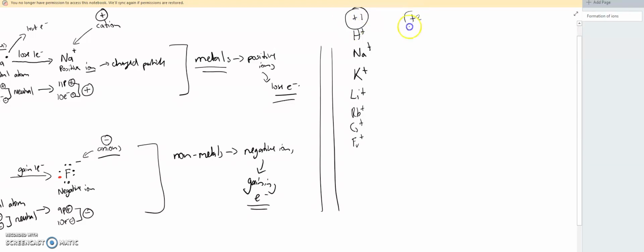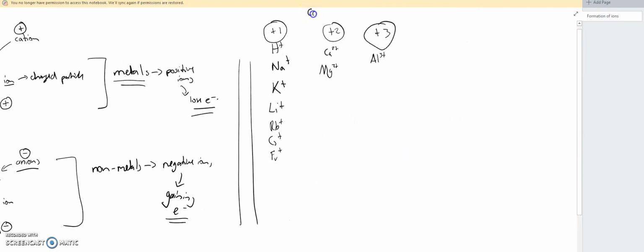Who would form +2 ions? Well, who would lose 2 electrons? So these guys all lose 1 to be happy. Who would lose 2? It's probably the guys in group 2 who have 2 valence electrons, and off the top of my head there's a few in there. So calcium, he often forms +2 ions. Magnesium, Mg2+. What about +3 ions? Well, who's in group 3 or 13? Who has 3 valence electrons to lose to be happy? Aluminium is one of those. Right, so those are some common cations.